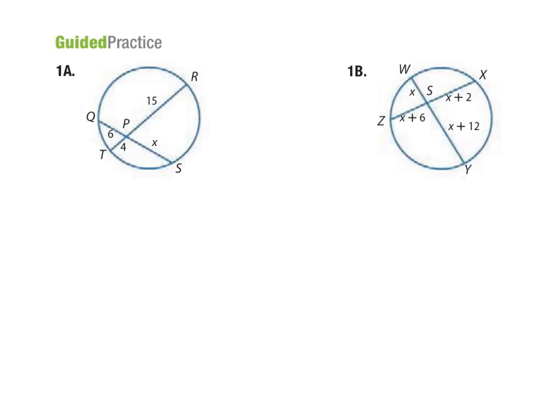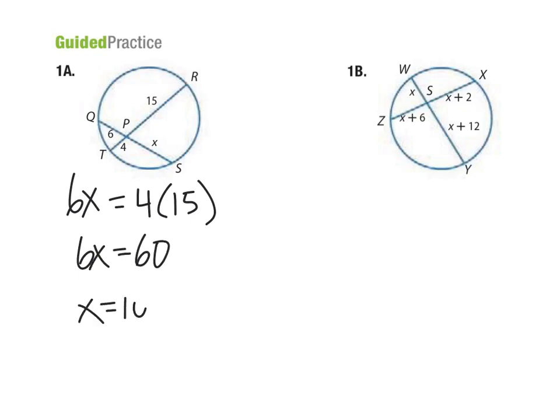All right, this first problem here, we're going to multiply 6 times x, and that's going to equal 4 times 15. So 6x is going to equal 60. So x is equal to 10. So that's the answer for the first one.